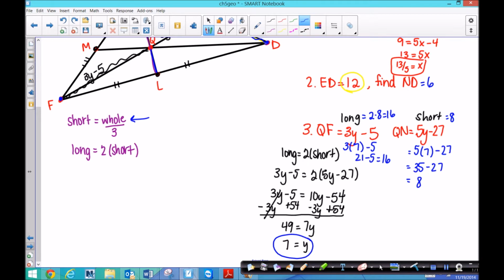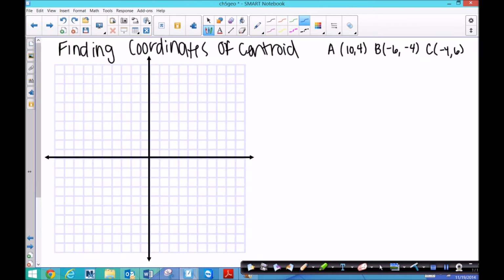So we're going to move on to the last thing that we're going to talk about for the centroid, and that is how to find the coordinates of the centroid. And for this one, we're going to start in the same way that we did when we looked for the circumcenter. So we go to the point 10, 4, and we plot it. And that's point A. We do the same thing for points B and C. So we go to -6, -4 for point B. And point C we can find at -4, +6. And we're still going to connect these to make our triangle.